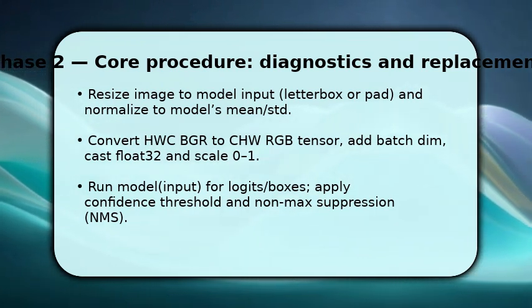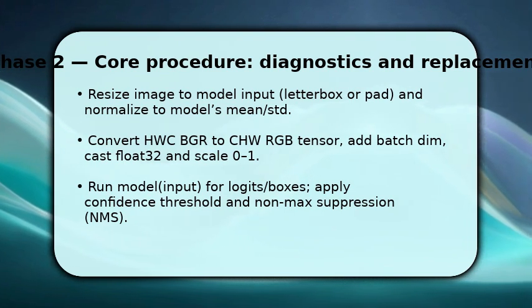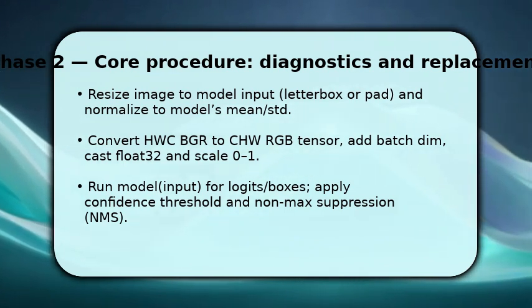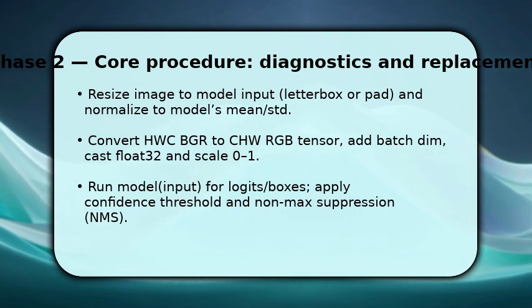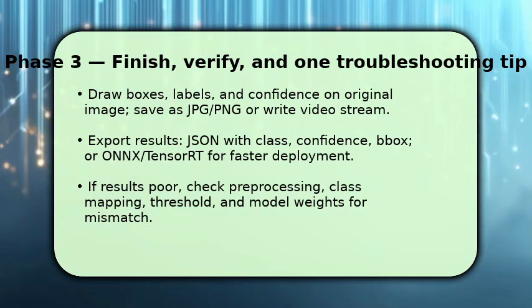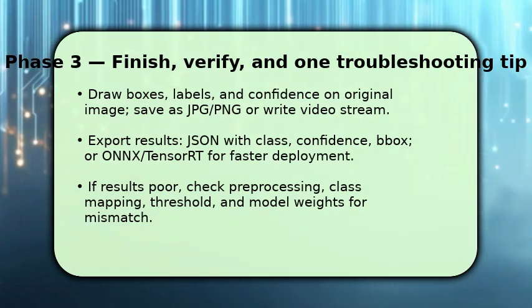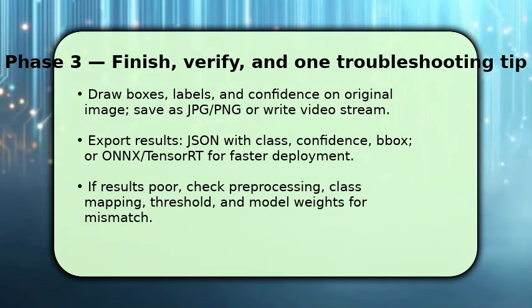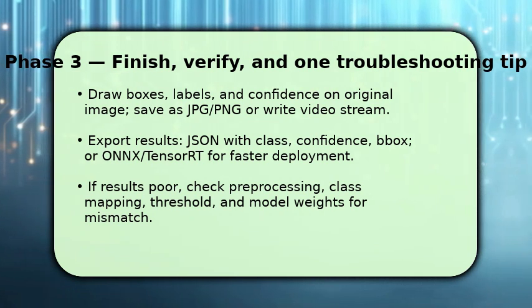Pass the tensor to model.eval, and call model on the image tensor to device. After you get raw outputs, apply the model's confidence threshold and non-max suppression to filter overlapping detections. Finish by mapping detection coordinates back to the original image size, then draw bounding boxes, class labels, and confidence scores so you can validate results visually.